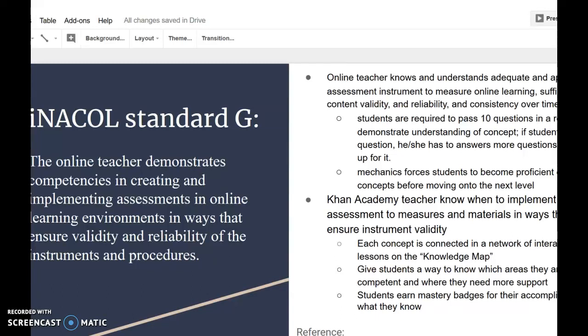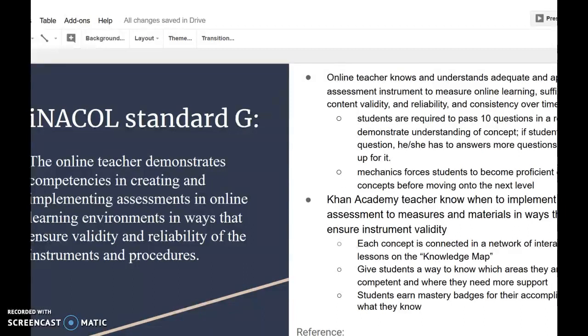As I was saying, I encourage our school to implement Khan Academy as an enhancement to help our students gain the knowledge of the content being taught in the school curriculum. In InTASC Standard G, the online teacher demonstrates competencies in creating and implementing assessments in online learning environments in ways that ensure fidelity and reliability of the instruments and procedures.